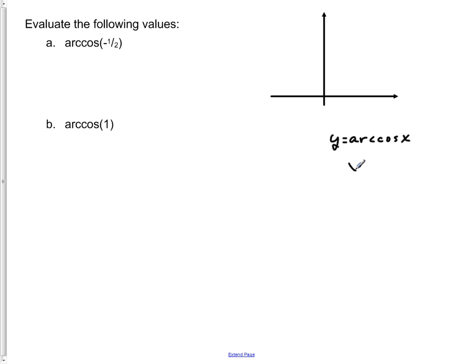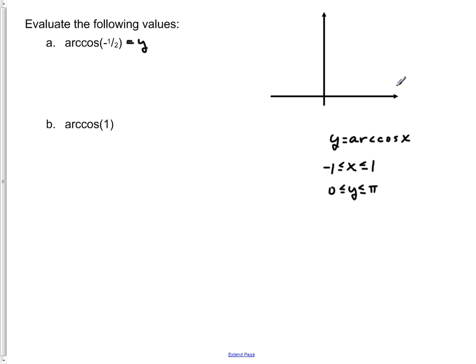Well, of course, x, as before, is limited to being values between -1 and +1, and the y values this time are limited to being between 0 and pi. All right. So if somebody says, let's evaluate arccosine of -1/2, that means there's some angle y whose cosine would be -1/2.